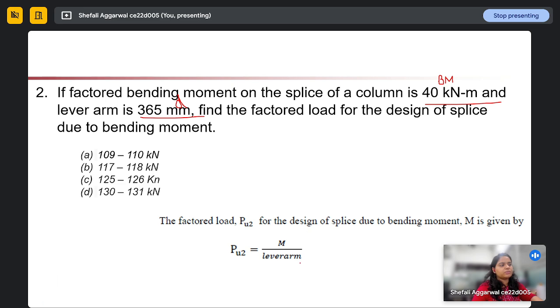Factored load is given by M divided by lever arm. So M is given to us as 40 kilonewton meter and lever arm is 365. Solving it, we are getting the value as 109.58 kilonewton. That is option A. Okay.